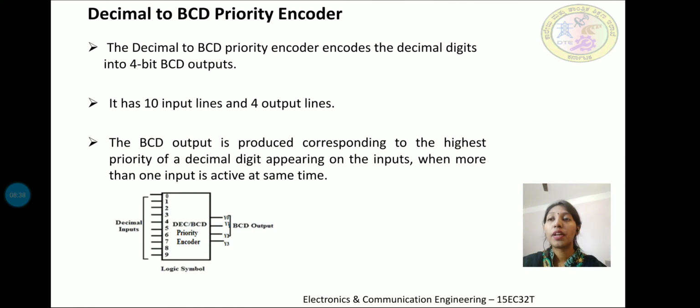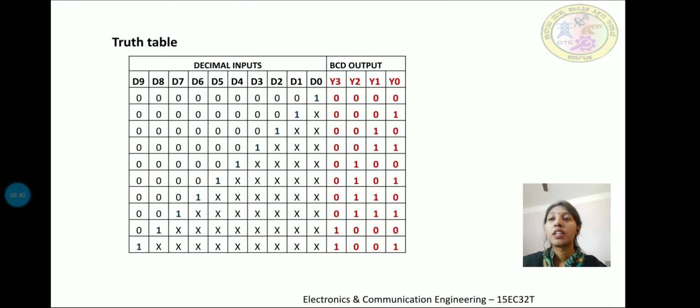D0 is the lowest priority input. So the truth table for the decimal to BCD encoder is as shown in this table.